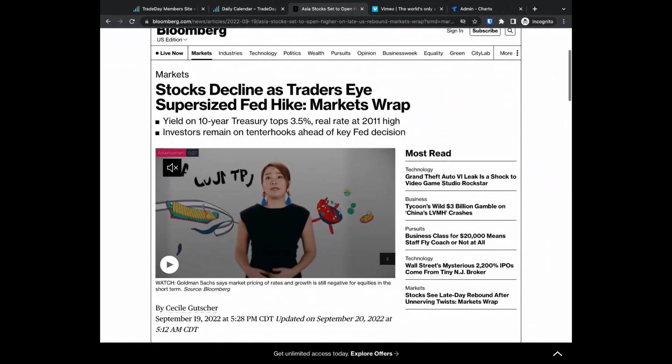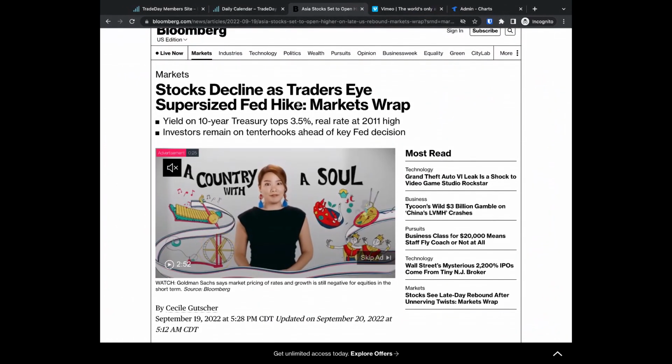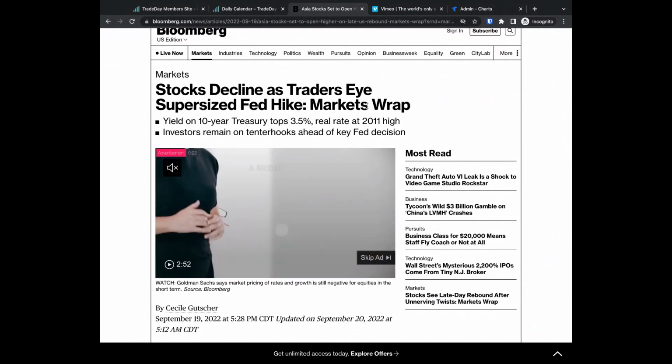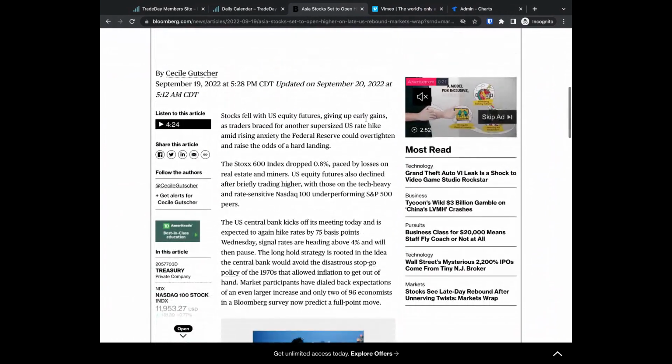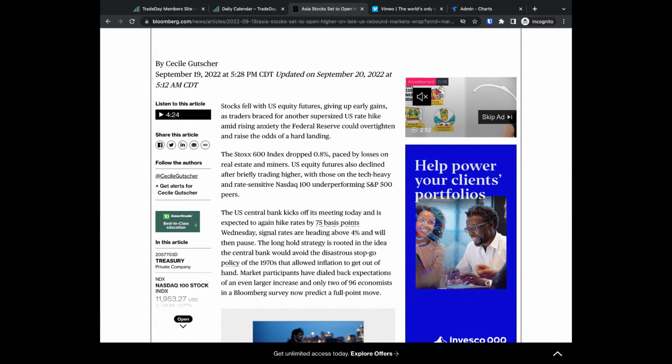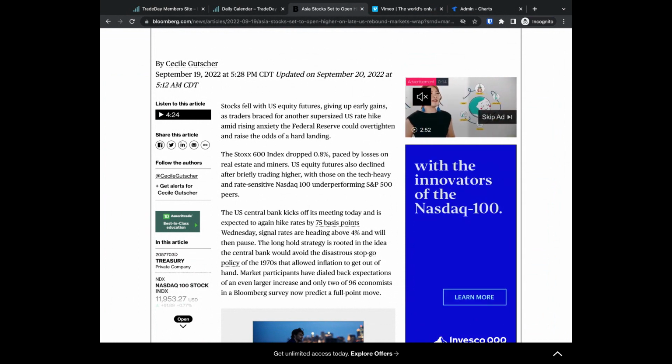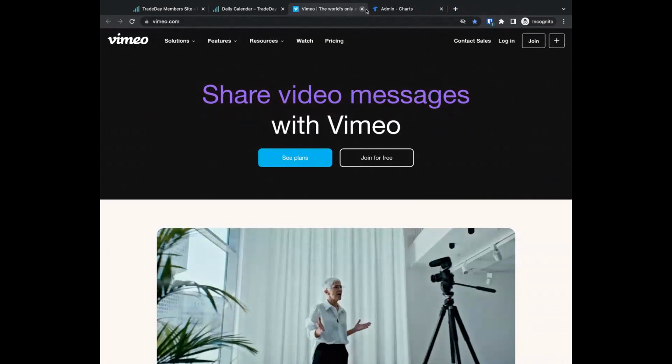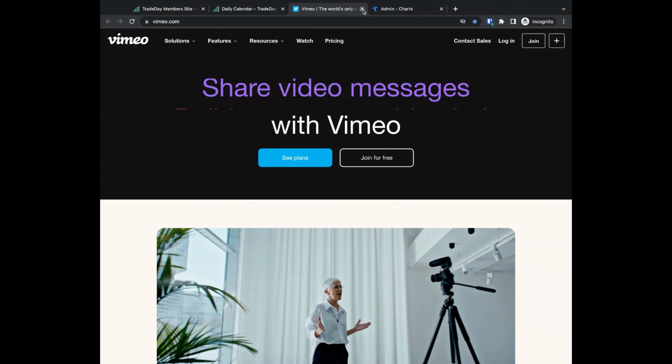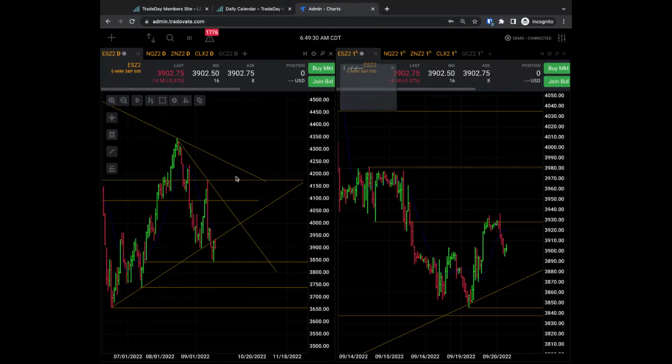Bloomberg Market Wrap is: stocks decline as traders eye supersized Fed hike. Again, let's sit and wait and see. Don't expect too much from the markets today. Be very careful with your trading. Let's have a look at some charts.